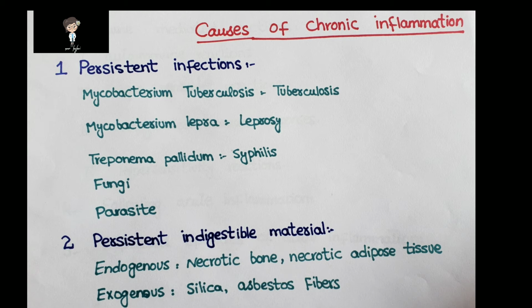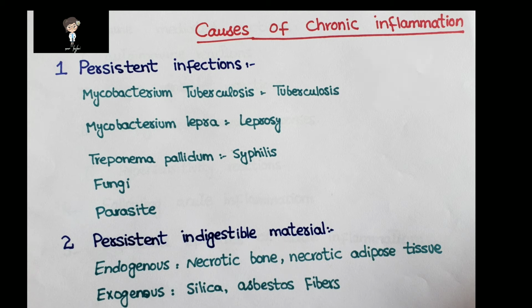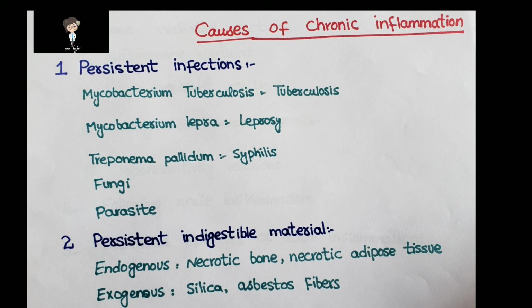Common examples are Mycobacterium tuberculosis which causes tuberculosis, Mycobacterium leprae which causes leprosy, Treponema pallidum which causes syphilis. Some fungi and some parasites are also examples. They all evoke type 4 hypersensitivity reactions. Second cause is persistent indigestible material which can be endogenous involving necrotic bone and necrotic adipose tissue, or exogenous involving silica, asbestos fibers and suture materials.